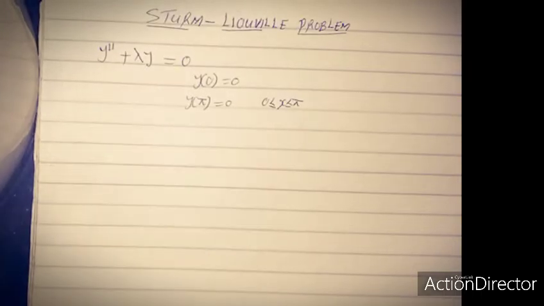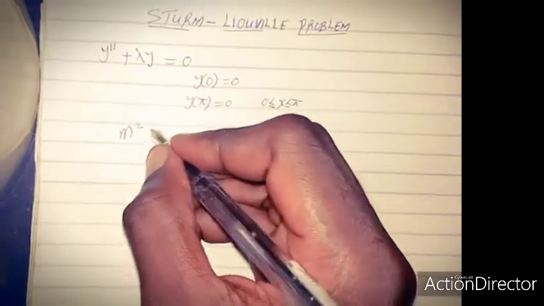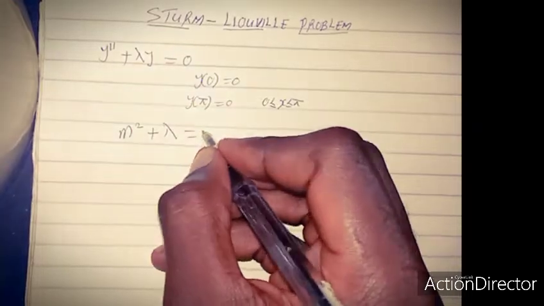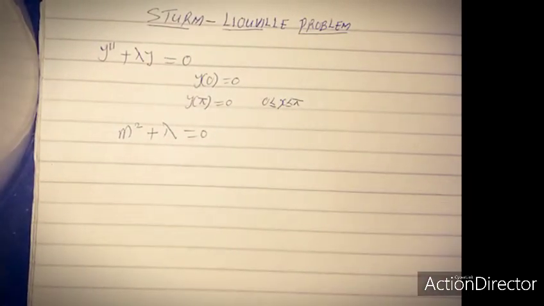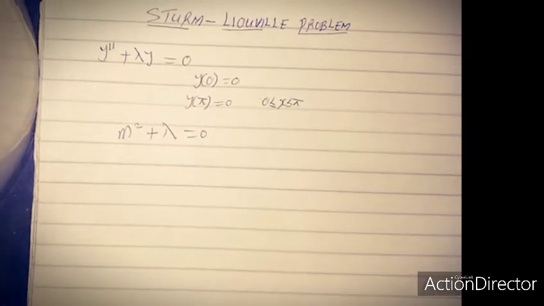So what you need to do, without wasting time, is to write your characteristic equation, which is m² + λ = 0. Now what we want to see is at which point of this equation we are going to have a real solution, that is a non-trivial solution. What is a trivial solution? A trivial solution is a solution that equals 0. So we want to see at which point of this are we going to get a non-trivial solution.